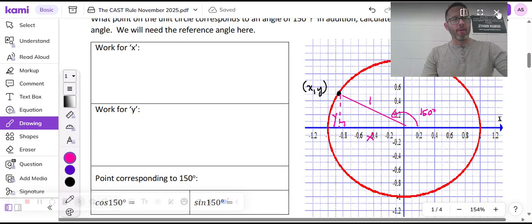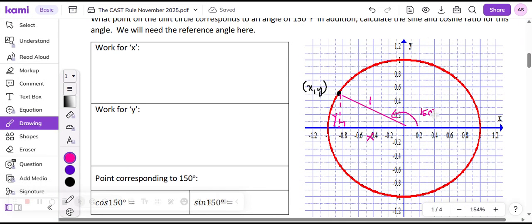You want two of me or one of me today? I think we'll just do one of me. All right.